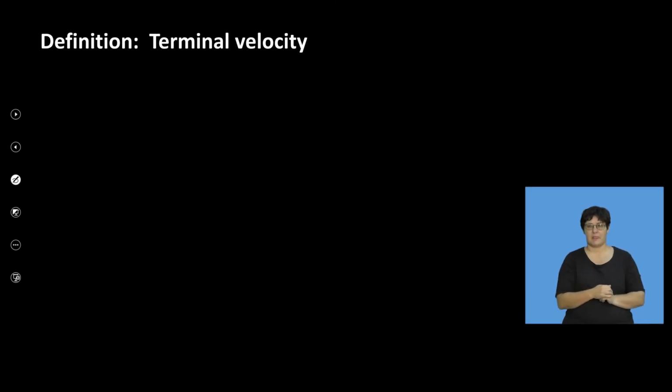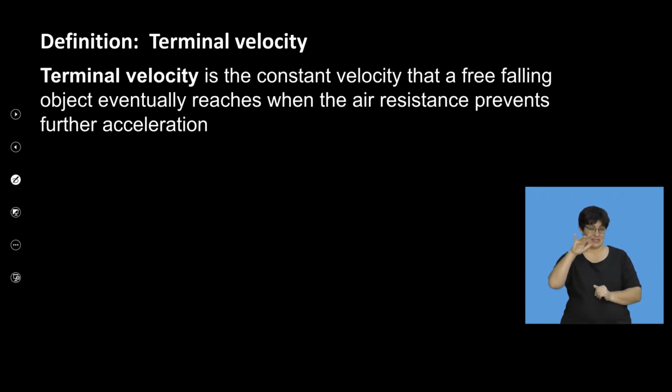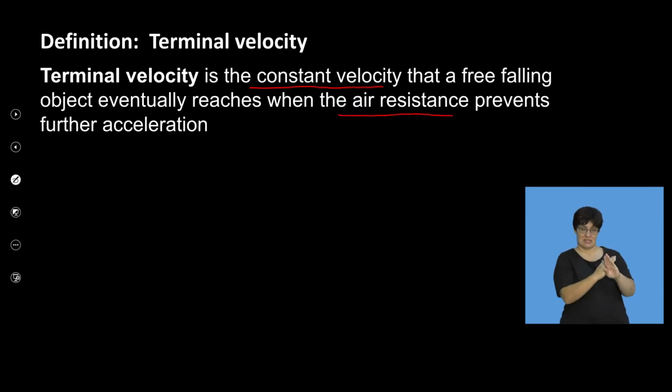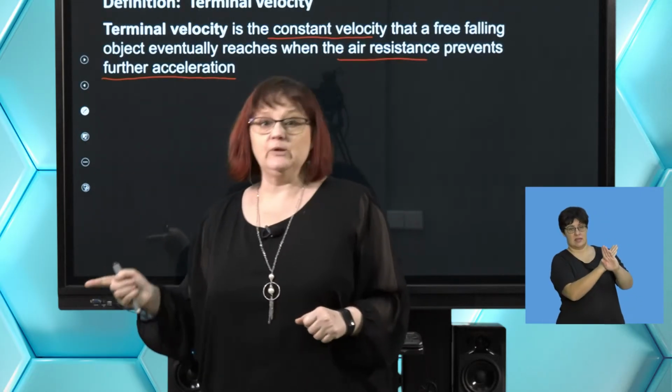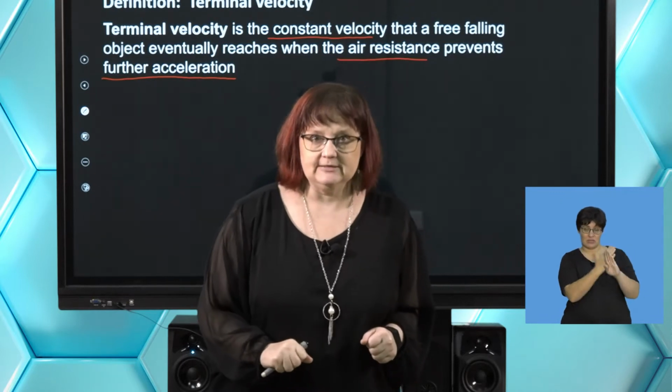Then we get terminal velocity. Now, this is what skydivers use. Terminal velocity is the constant velocity that a free-falling object eventually reaches when air resistance prevents further acceleration. In other words, we can only get to terminal velocity if there's air resistance. If we ignore air resistance, we will never reach terminal velocity.